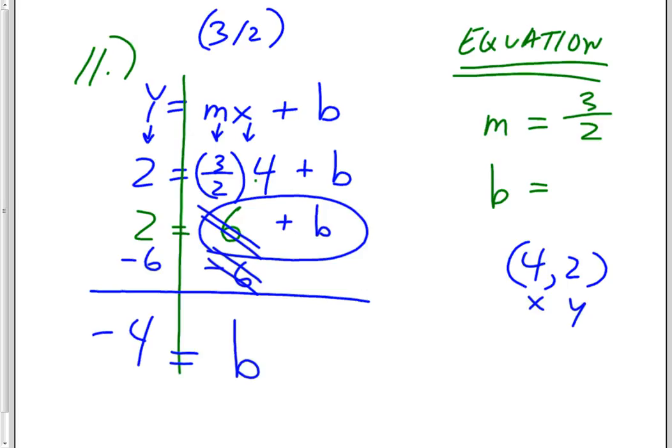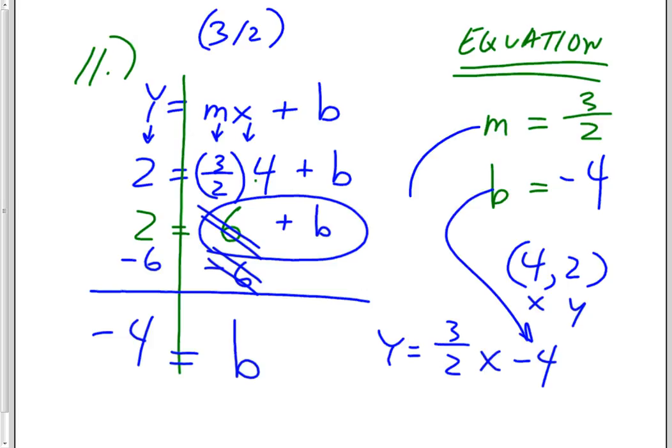You now have enough information to make your equation. Y equals 3/2 x minus 4. This goes here. This goes here. Does that match up with any of the choices? Which one does that match up? Nope.